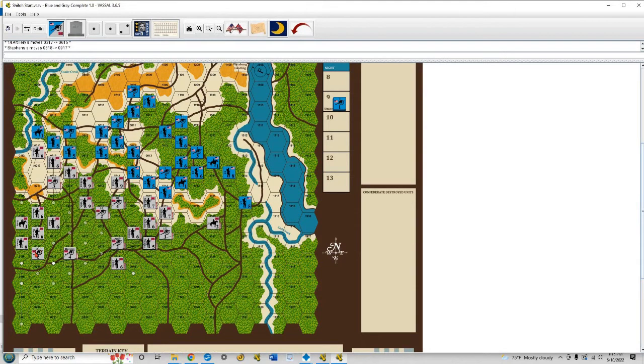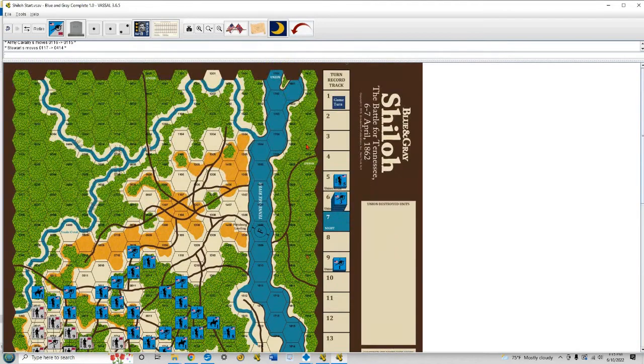Hopefully these guys will look pretty good here. Okay, I think that's about it. I think I've moved everybody.